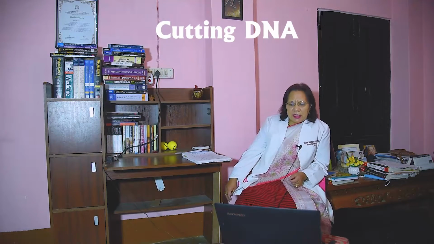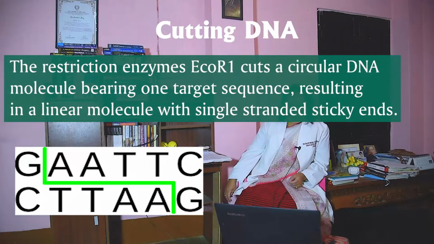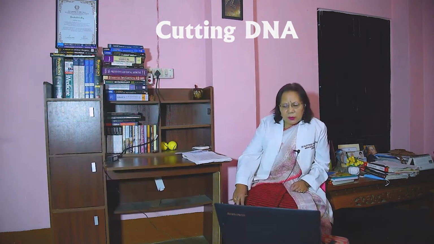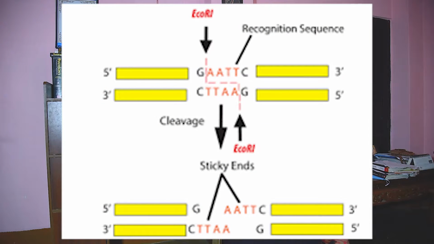Now coming to cutting the DNA. Here the restriction enzyme EcoR1 cuts a circular DNA molecule bearing one target sequence, resulting in a linear molecule with single-stranded sticky ends. This is the diagram showing how the DNA is cleaved and the function of EcoR1. You can see here the recognition sequence, then cleavage at the site by EcoR1, and how the sticky end is formed.